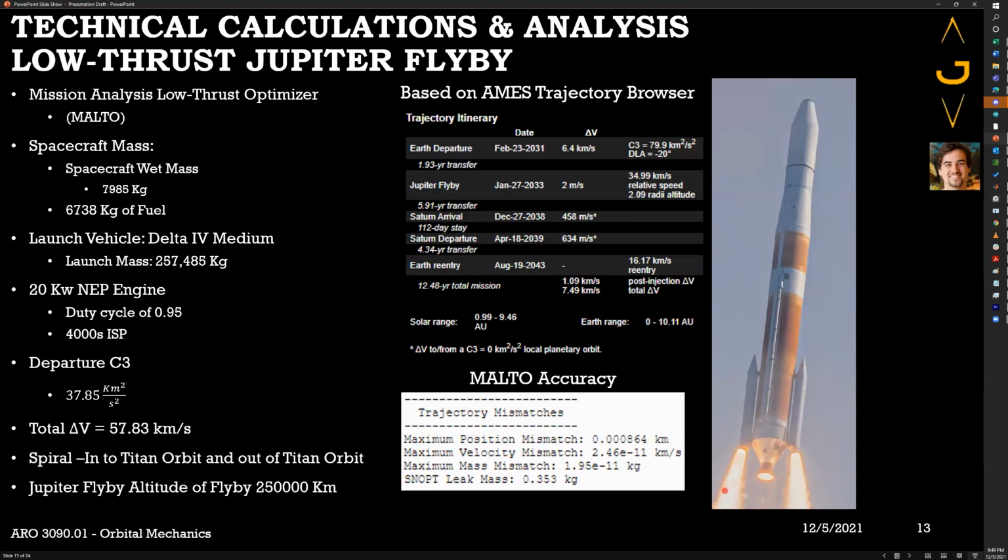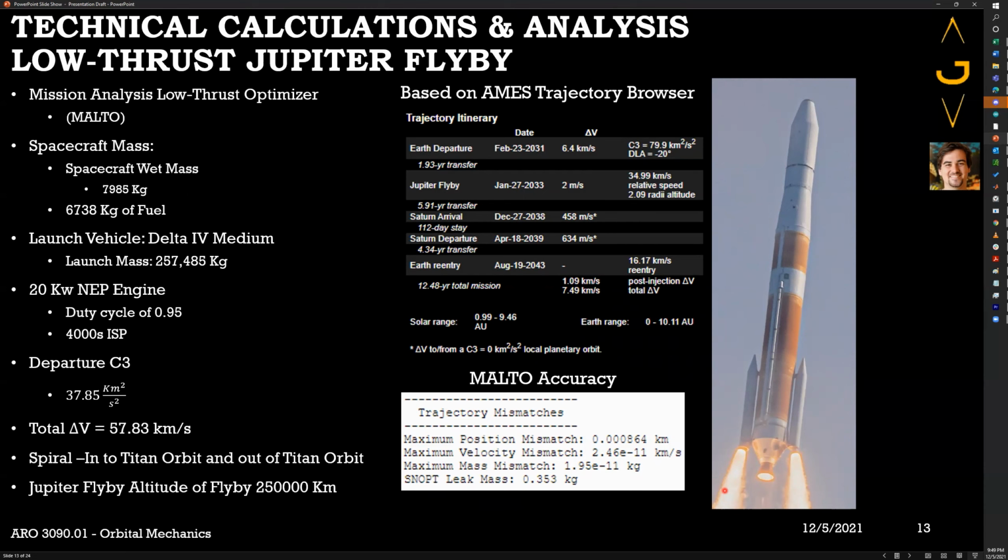For our third analysis, we chose to do a low thrust trajectory. This trajectory was based on one found through Ames, and we further optimized it through Malta. Our total spacecraft wet mass was 7,985 kilograms, with 6,738 kilograms of that being fuel.